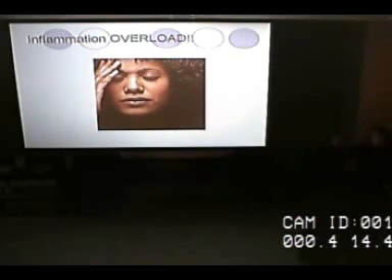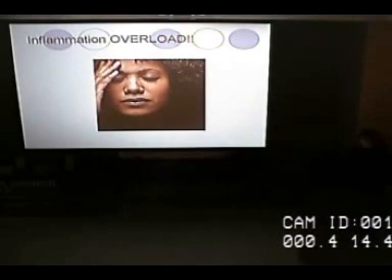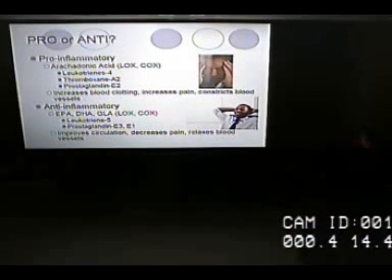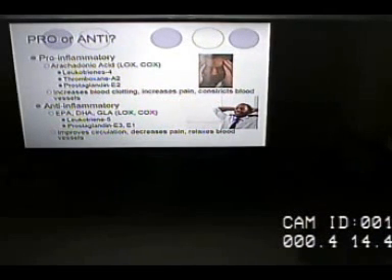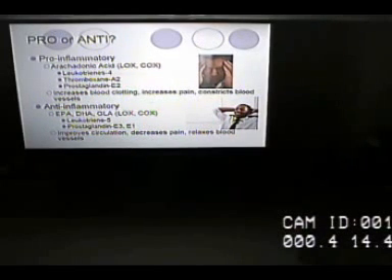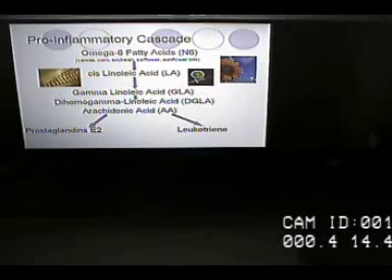So inflammation overload is what we're in right now, dealing with a ton of it coming at us from all different areas. So pro or anti, we would rather be anti-inflammatory. So pro, and again I get into this in the next couple slides, arachidonic acid stimulates the leukotrienes, thromboxane, the prostaglandins, which increases blood clotting, pain, constricts blood vessels. Anti-inflammatories, which is your EPA, DHA, GLAs, they improve circulation, decrease pain, relax blood vessels. So this is the pro-inflammatory cascade.